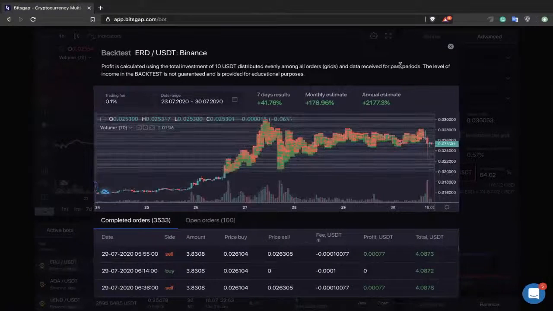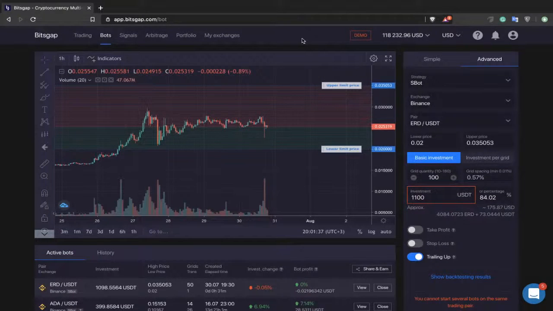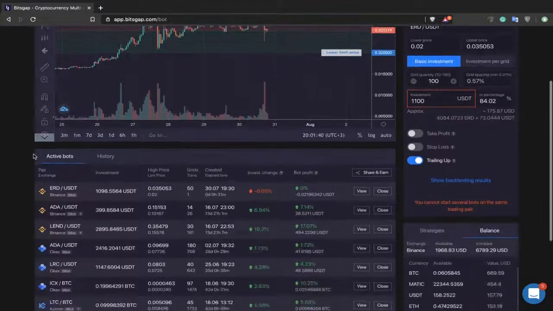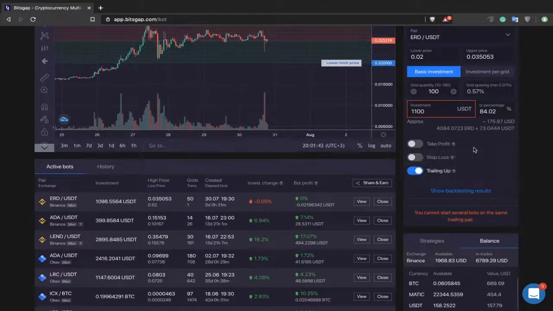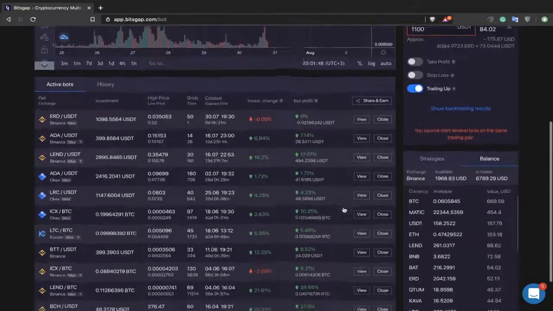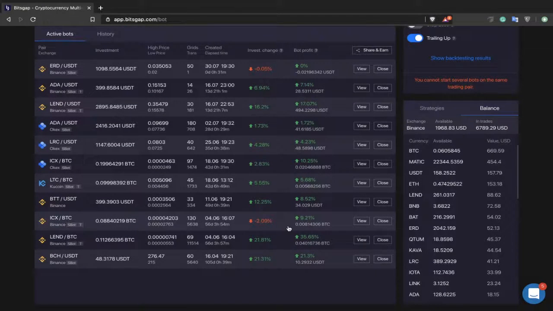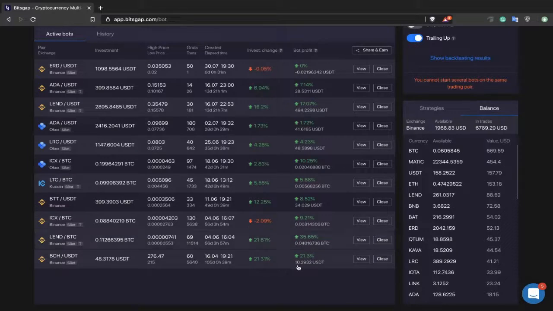Now let's come back to the main page, and let's go through some other features. So I've mentioned that we will also discuss exit strategies. So you see you have a list of active bots, and I have ICX trading to BTC, which is now in the negative zone. So investment change is negative because the price is now falling, even though I have some bot profit generated over here, but this profit is not enough to offset the negative value change. That is why I'm minus 2%.